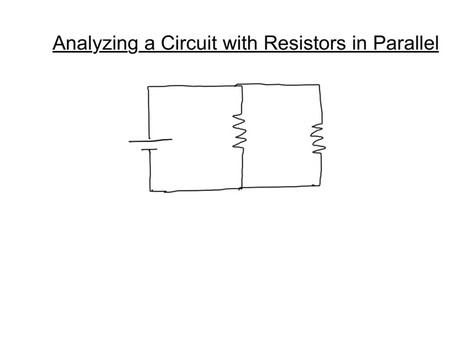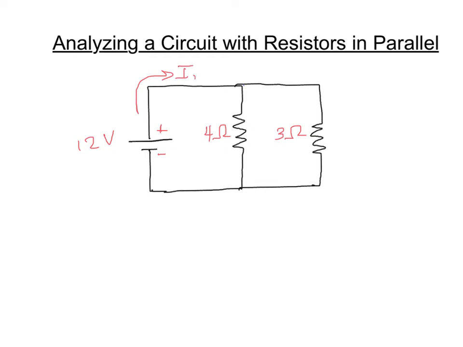Okay, so now let's analyze a circuit where the resistors are in parallel. And this will be a little bit different. We've got our battery here. Let's make it a 12-volt battery, and let's say I've got a 4-ohm resistor here, and a 3-ohm resistor here. So I've got my current that's going to come out of the battery in this direction, from the positive to the negative direction, I1.